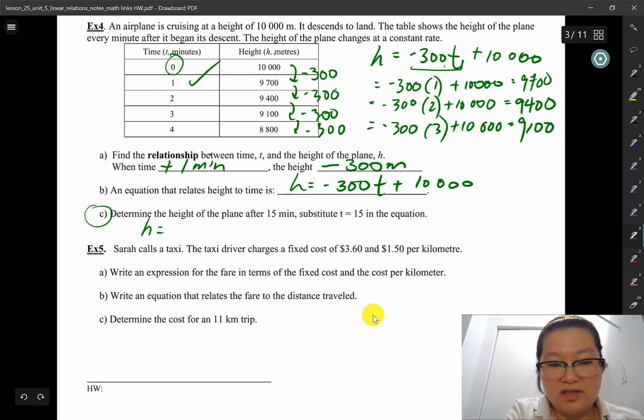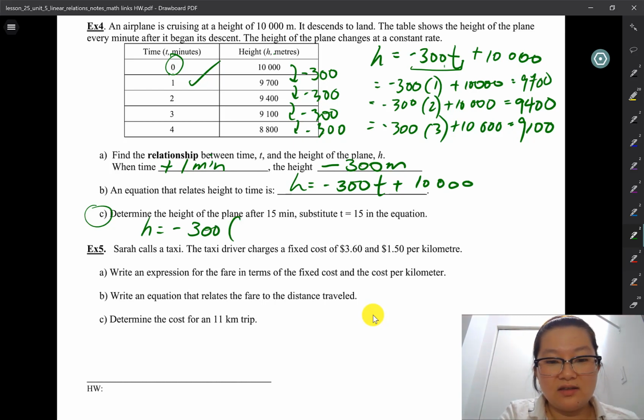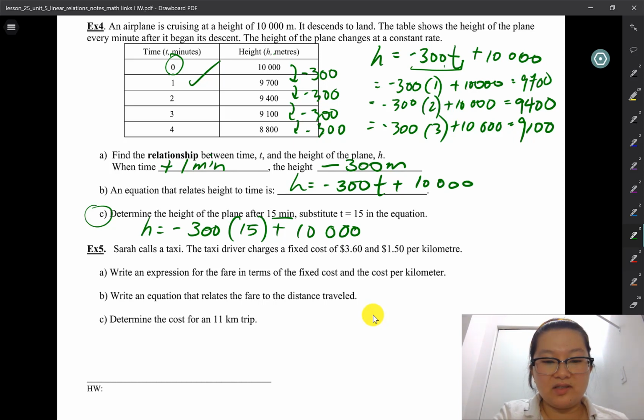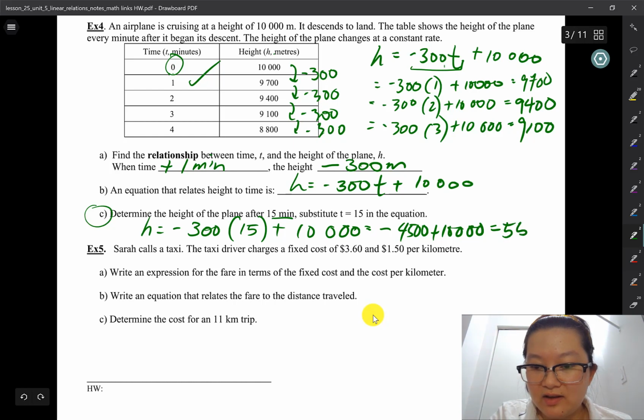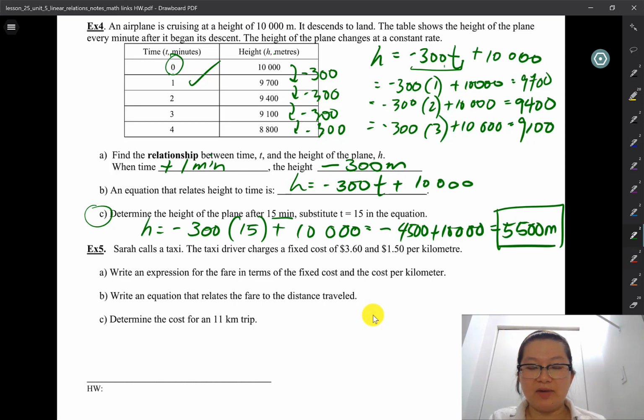So our height is going to be equal to negative 300, and this t is in minutes, and so I just plug in 15 directly, plus 10,000, and if I put this into my calculator, I am going to get negative 4,500 plus 10,000, and my answer is going to be 5,500 meters is the height of my plane. Just checking. I'm going to check my answer.